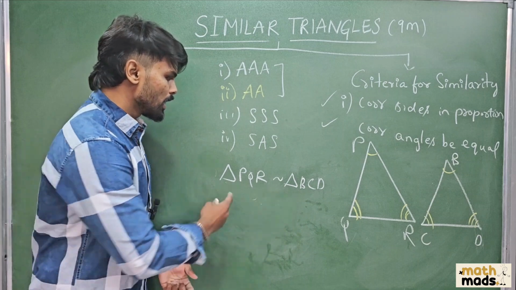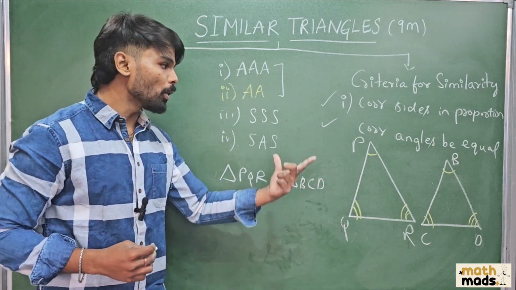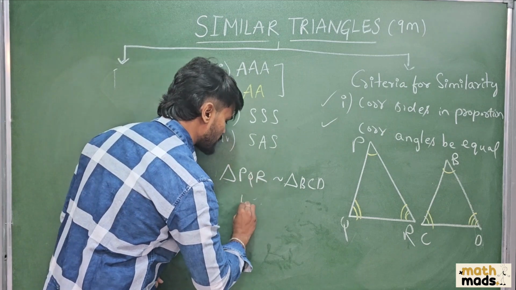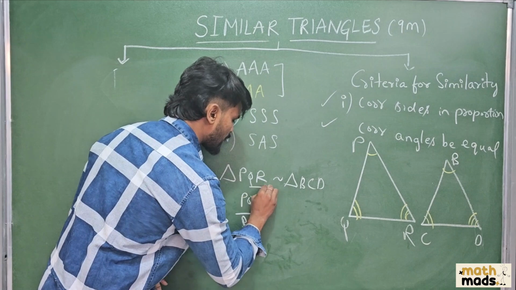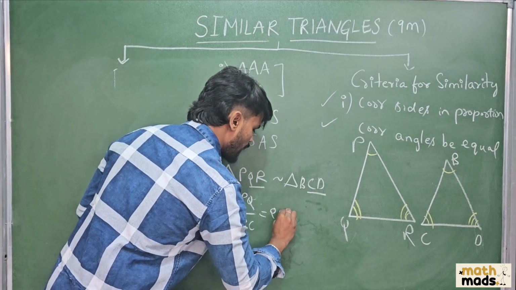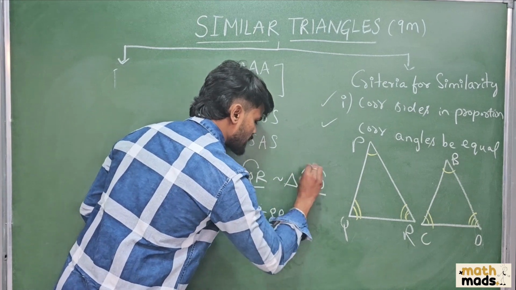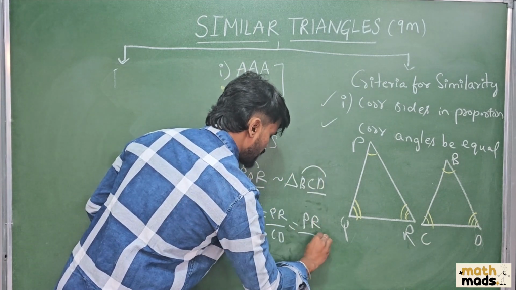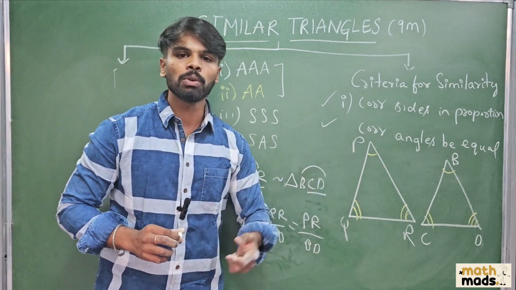Why? Because if I take the corresponding sides, you should get exactly the corresponding sides. How do you get the corresponding sides? Let me show that as well. PQ by BC will be equal to, I'll consider these 2 sides now, QR by CD, which is equal to, I'll consider these 2 sides now, PR by BD. This is the exact corresponding sides of the given two triangles.